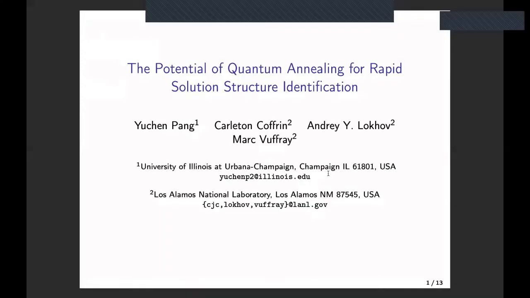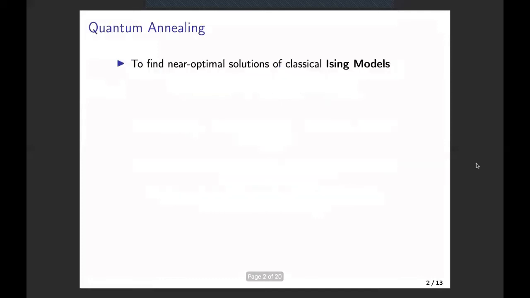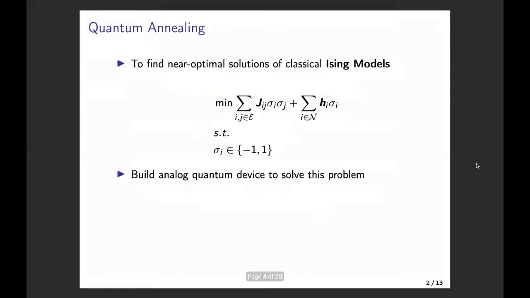Hi everyone, my name is Yuchen, and in this talk, I will introduce our paper, The Potential of Quantum Annealing for Rapid Solution Structure Identification. Firstly, what is quantum annealing? Simply speaking, quantum annealing is a method to find near-optimal solutions of classical Ising models, which is an optimization problem that's defined like this. Specifically, quantum annealing solves this problem by building an analog quantum device.